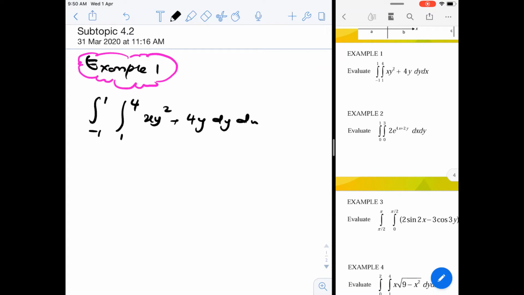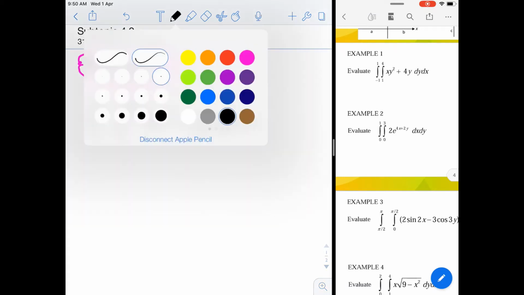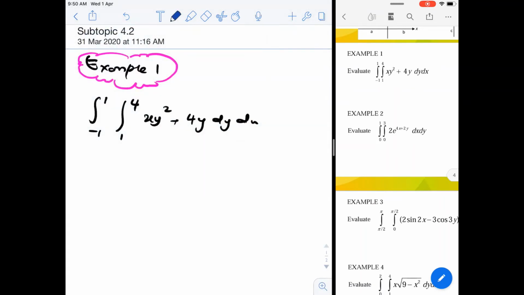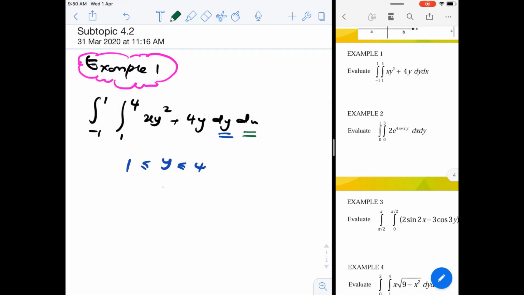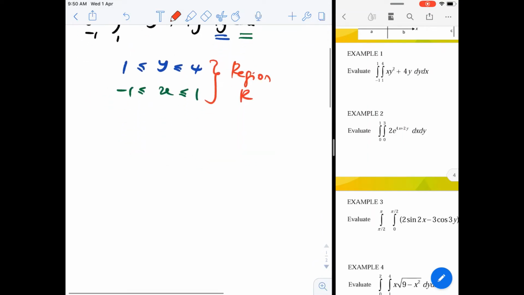Okay, so let me teach you how do we sketch the region, the rectangular region. Alright, in this case, we have limit of y. Okay, limit of y. y is from 1 until 4. And then we also have limit of x. x is from -1 until 1. So now, this is our region R. So let us sketch the region R.